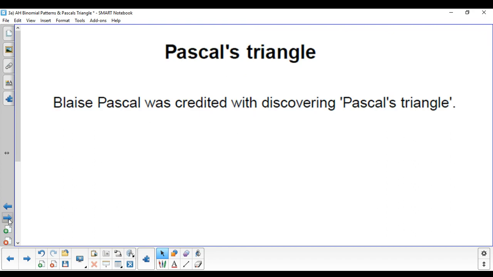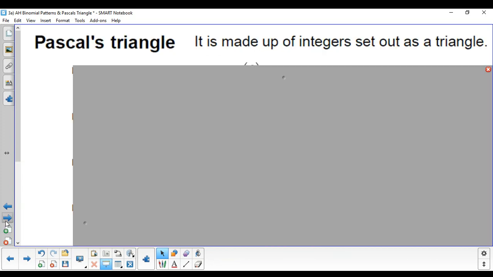Pascal's triangle is what I'm trying to get you to see. Blaise Pascal was credited with this, and it helps solve a lot of issues for us. So what he has done is made up integers to do with binomial coefficients, but actually it's a nice relationship in a triangle as well.